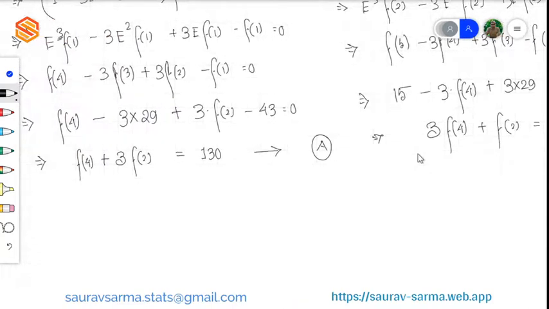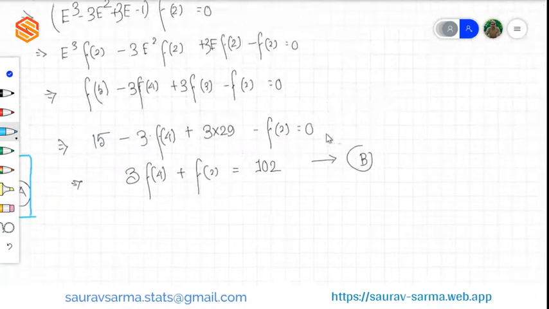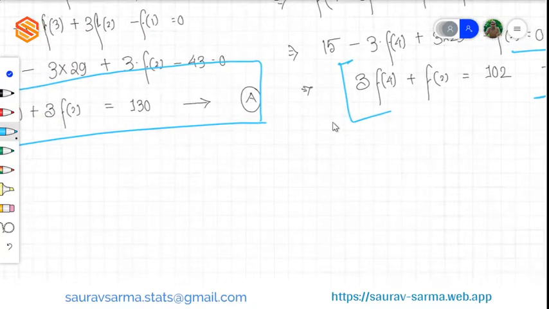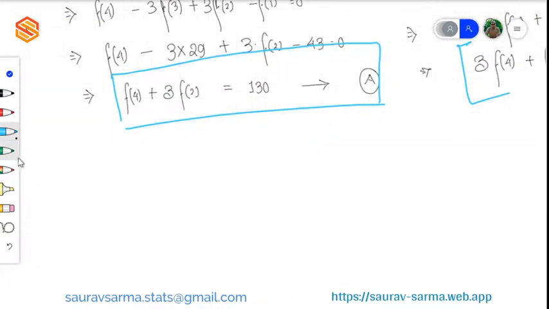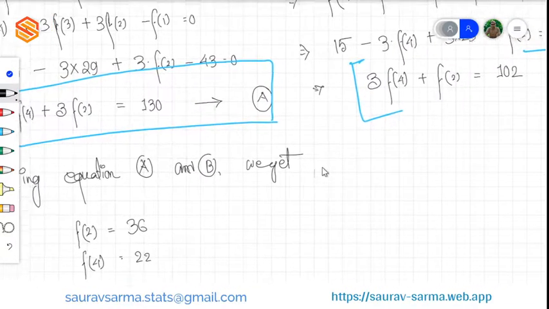Now we got two equations. This equation A says f of 4 plus 3 times f of 2 is equal to 130. Another equation B is 3 times f of 4 plus f of 2 is equal to 102. Solving equations A and B, we get f of 2 is equal to 36 and f of 4 is equal to 22.